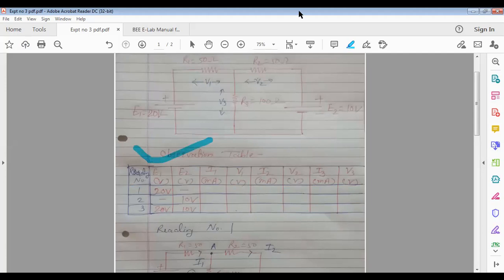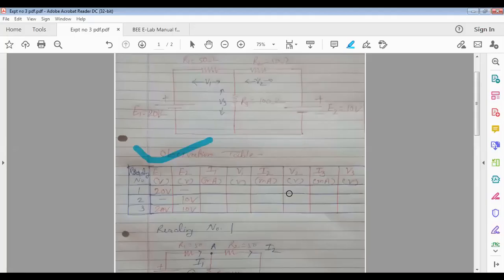The link I already posted on the WhatsApp group. Here also I'll post it in the chat box. Okay, in the chat box I posted the link. Click on that, design the circuit and complete the observation table. Got up to this, everyone? Okay, next.